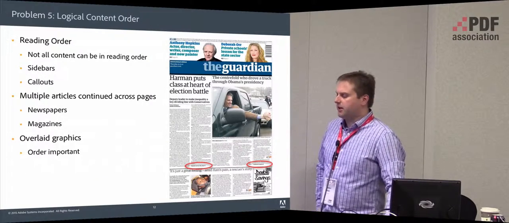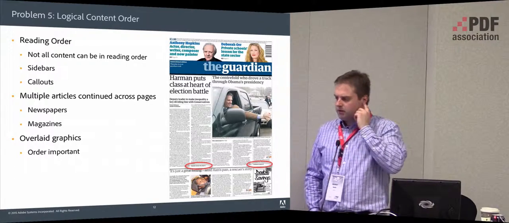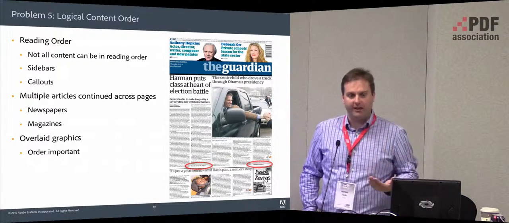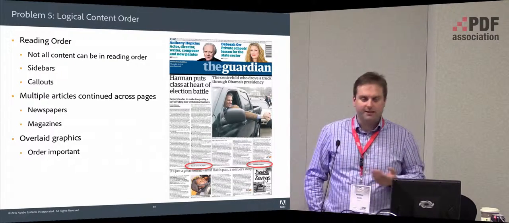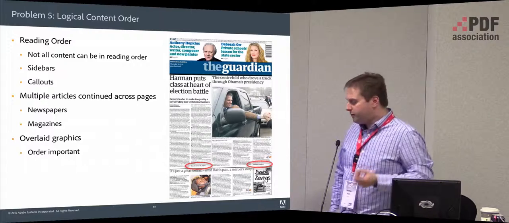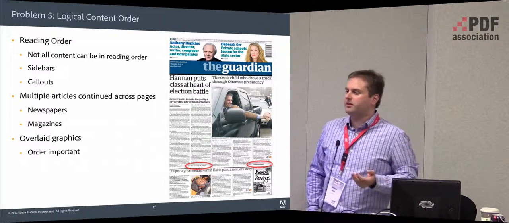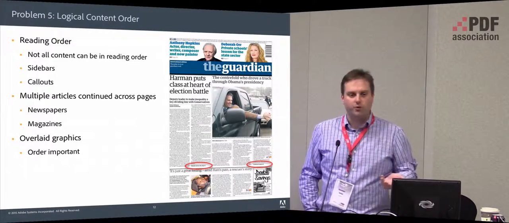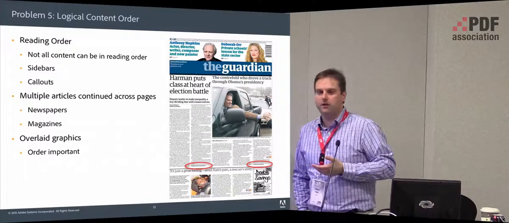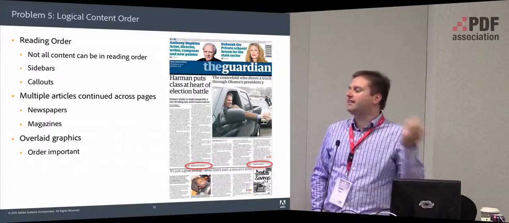You start to look at more complex documents such as newspapers. Not all the content can be in reading order. There are some obvious things like the sidebars and callouts inside of documents. But in newspapers particularly, there's the concept of article continuations, where a logical article starts on one page and then says this is on page one, continued on page five. How do I extract that article without all the other text that goes around it?